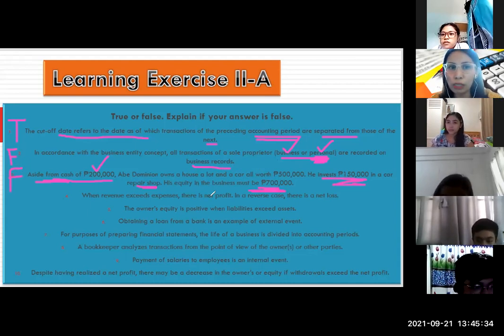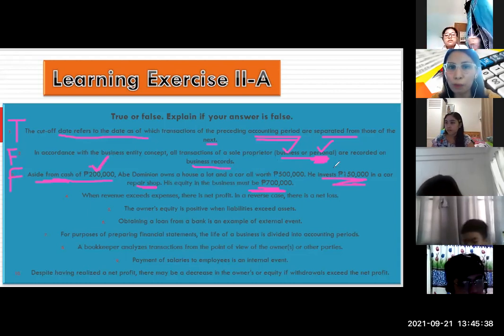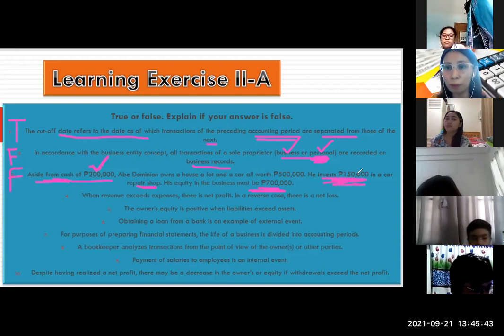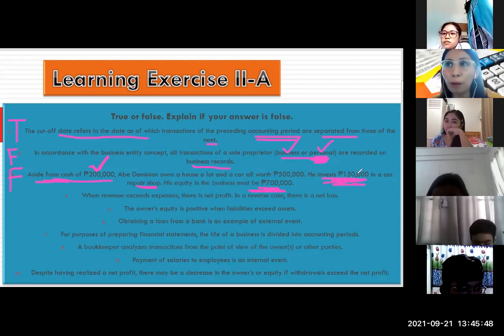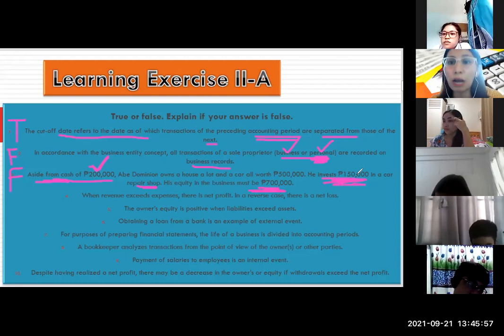It is false. Magkano lang yung total equity ng owner? 200,000 pesos plus the amount he invested na 150,000 pesos. Kung magkano lang yung in-invest ng owner, kahit marami siyang property, marami siyang lots, marami siyang vehicles, once hindi niya naman in-invest yon sa business, hindi yon counted, yung mga properties na yon. Kung magkano lang ang invested in the business, yun lang yung total equity ng owner. Okay.